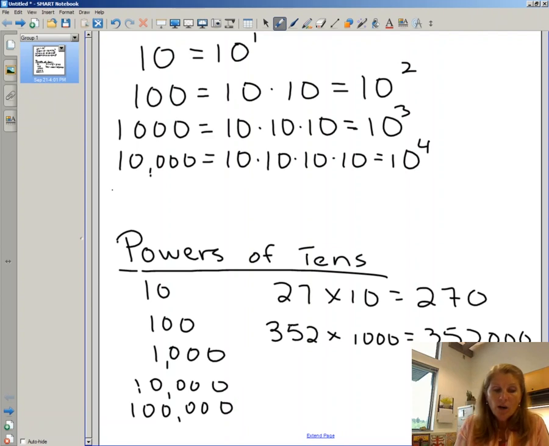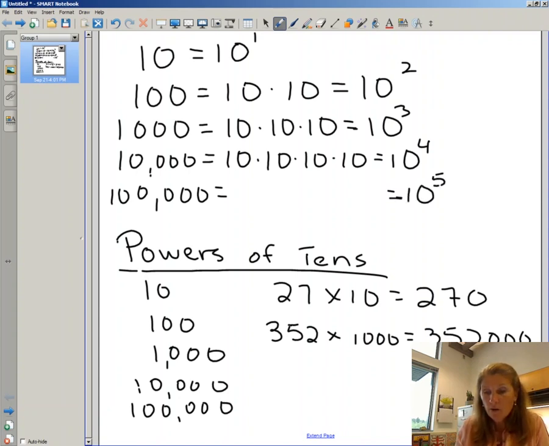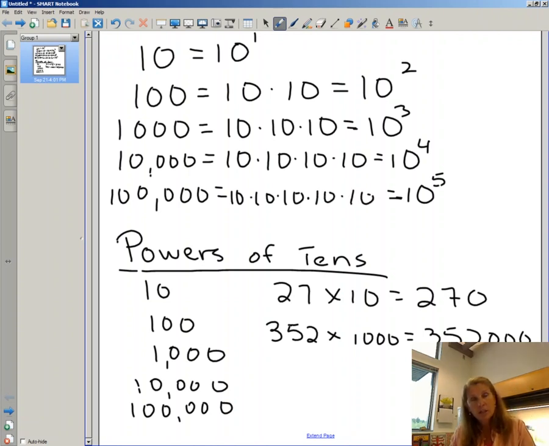If I go up to 100,000, same pattern occurs. I have 1, 2, 3, 4, 5 zeros, so that would be 10 to the 5th power. And if I wrote that out as multiplying by tens, it'd be 1, 2, 3, 4, 5. 10 multiplied times itself 5 times is 10 to the 5th power.